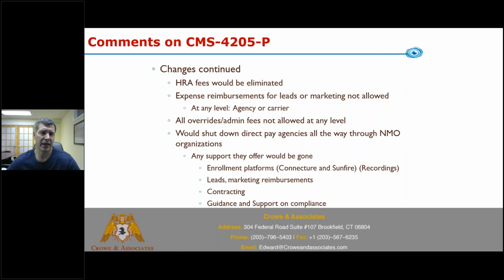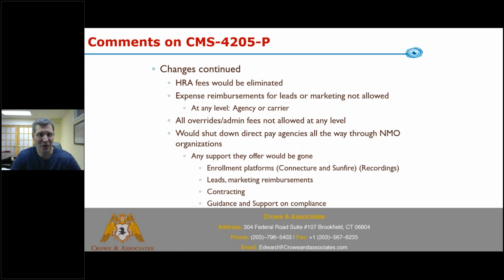And when I say direct pay agency, that means an agency where the agents get paid direct by the carrier in the full commission. So it's not an LOA, it's not a reduced comp. LOAs would still be okay, and individual agents will be okay too. But the organizations like mine, for example, I guess I'm a good example.